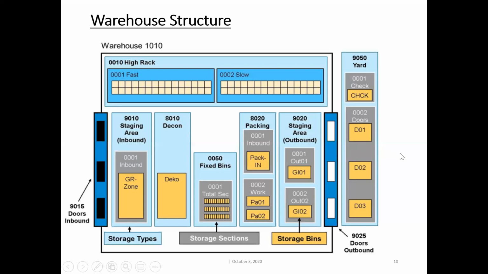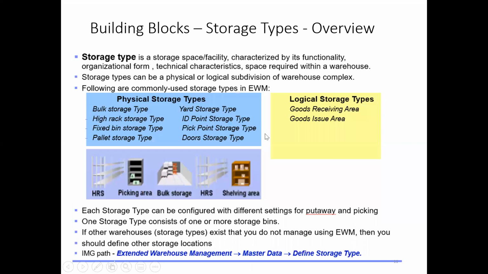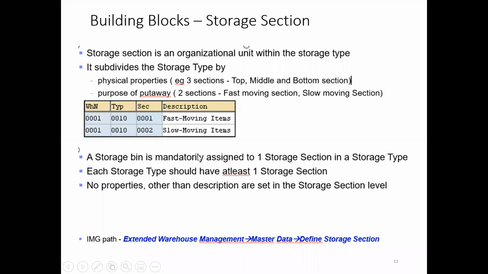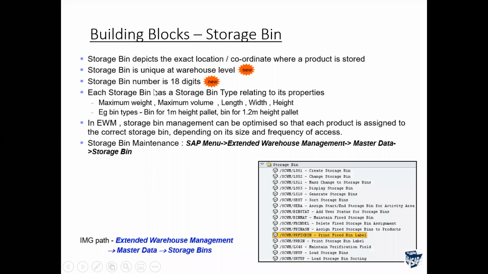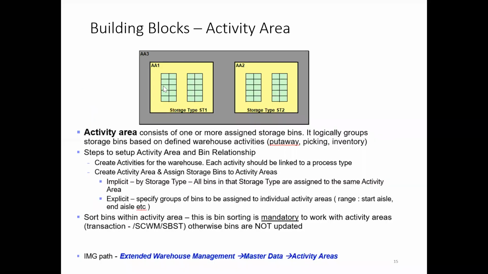Okay, now this is the storage type. We already talked about the storage type here. Then we have the storage section, storage bin, and then the quant. Then in EWM, we have an additional building block, that is the activity area. Okay, so the activity area is, we group the storage bins and assign the activity area to the storage bin. It is based on the different warehouse activities, like for replenishment, we have the activity area for put away, picking, inventory counting, and all.